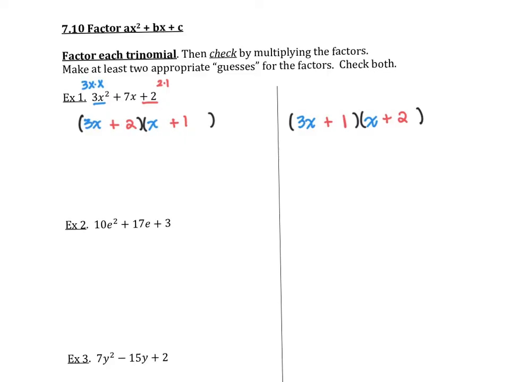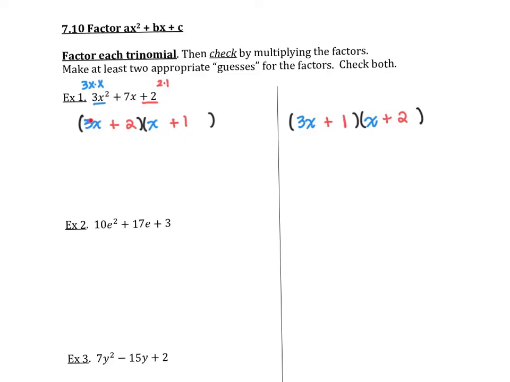So now I'm going to check and see if they both work by multiplying them out. I can multiply them out by using the distributive property or the box method. I'll switch back and forth. You will do whichever method is most comfortable for you. I'm going to do distributive on the first one, but I'll do the box on the second one.